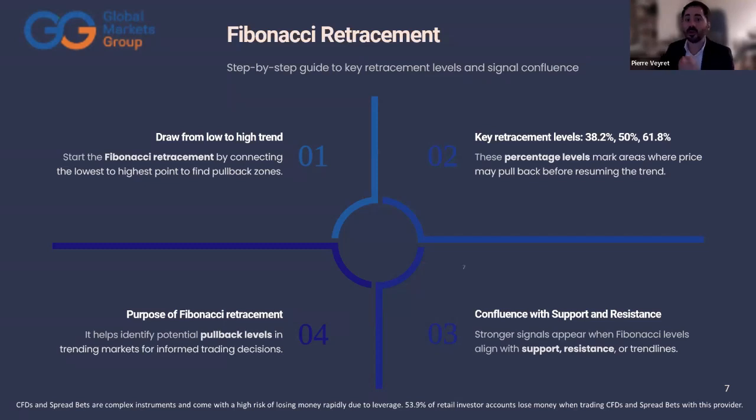Okay, but if you mix it with support or resistance areas or a trend line, then you've got a double or a triple support or resistance, which increases the likelihood of your scenario, right? Purpose of Fibonacci retracement is to help identify potential pullback levels in trading markets for informed trading decisions. Confluence with support and resistance: stronger signals appear when Fibonacci levels align with support, resistance, or trend line.